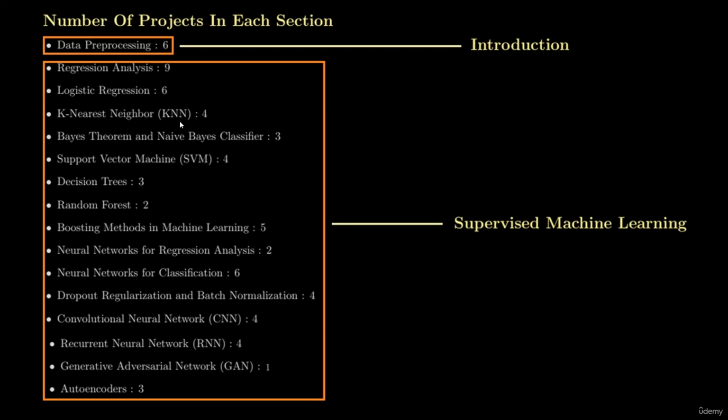We have 4 projects in KNN, 3 in Bayes theorem, and then we have 4 in support vector machine, and the list goes on. So we have a large number of projects in each part of the course, in each section of the course.